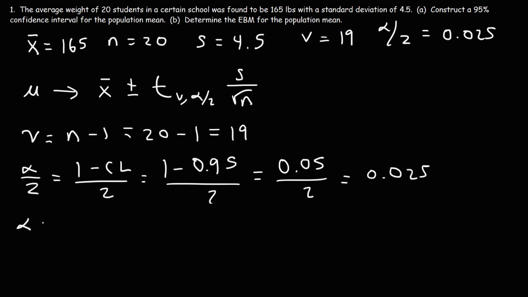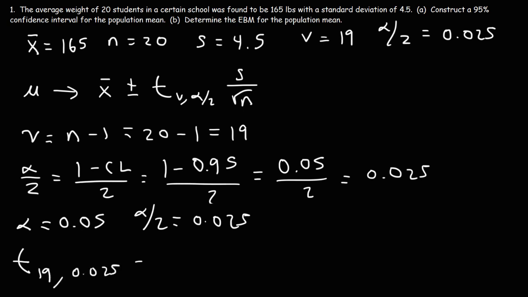So just know that alpha in this example is 0.05, but alpha over 2, the one-tailed alpha, is 0.025. So now we could determine our t-value. We have 19 degrees of freedom with a one-tailed alpha value of 0.025. So at this point, you want to go to the student's t-distribution table and find the value that corresponds to a new value of 19 and an alpha over 2 value of 0.025. And I'm going to show you how to do that briefly.